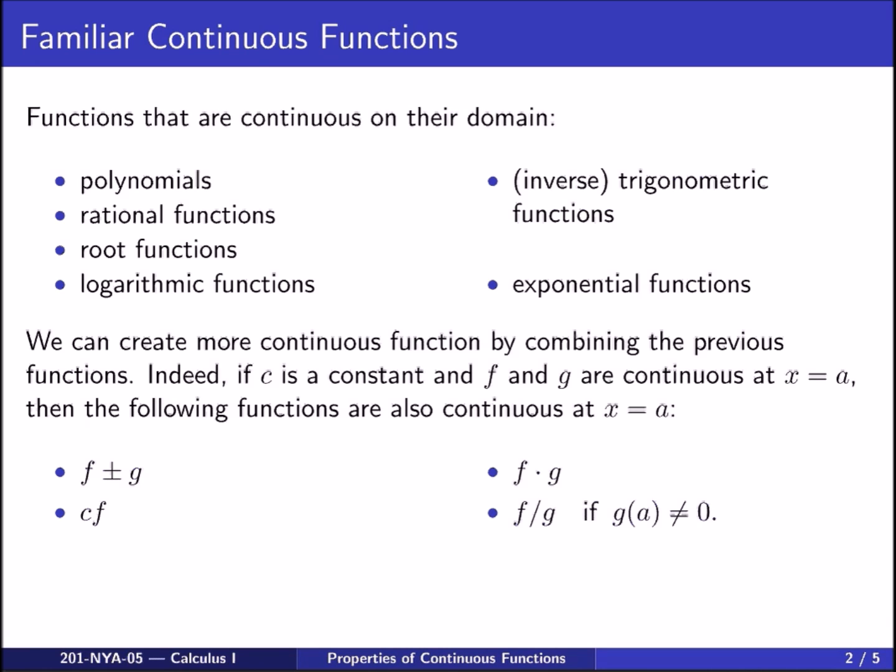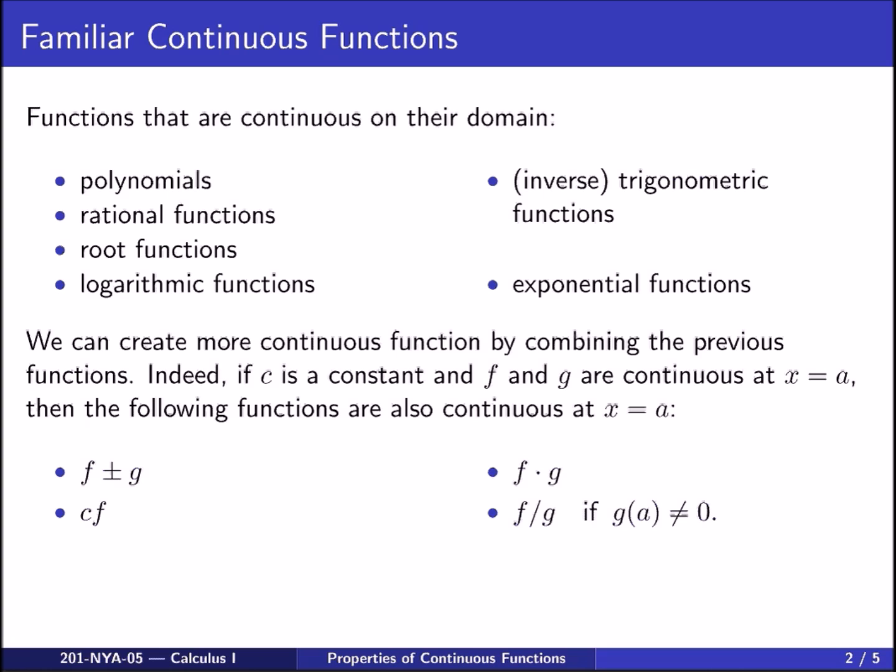We can also combine continuous functions together to get other continuous functions. Indeed, in section 1.7, we have seen a result that says that if c is a constant and f and g are functions that are continuous at a given point a, then the sum, the difference, the product of f and g, multiplying a function by a constant, or taking the ratio of two functions will give a function that is also continuous at a. In the case of the ratio, of course, we need to make sure that g of a is not 0.